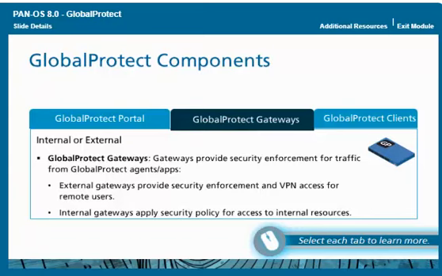Global Protect Gateways. Gateways provide security enforcement for traffic from Global Protect agents and apps. External gateways provide security enforcement and VPN access for remote users. Internal gateways apply security policy for access to internal sources.